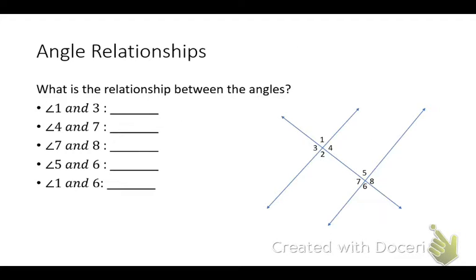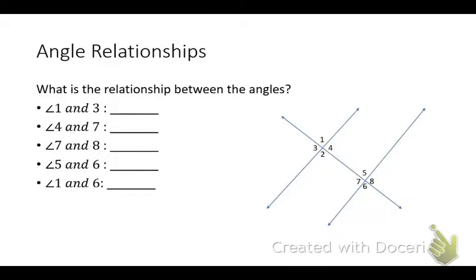All right, so now let's talk angle relationships. These are different angles than what I gave you guys yesterday. What is the relationship between the angles? You will not have a word bank. On Friday, you have to remember them. So what are my angle relationships? Adjacent, vertical, corresponding, alternate interior, alternate exterior.